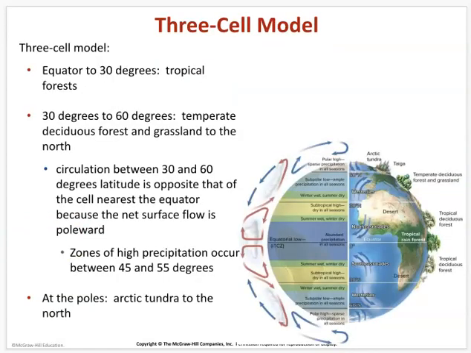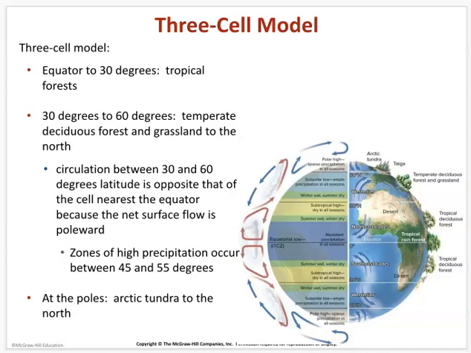Now, years and years later, we're looking at a 3-cell model instead of just the hemispheres. At the equator to 30 degrees are typically tropical forests. From about 30 to 60 degrees, the climates we see are temperate, deciduous forests, and then more toward the north would be grasslands. And then at the poles, we see an Arctic tundra.